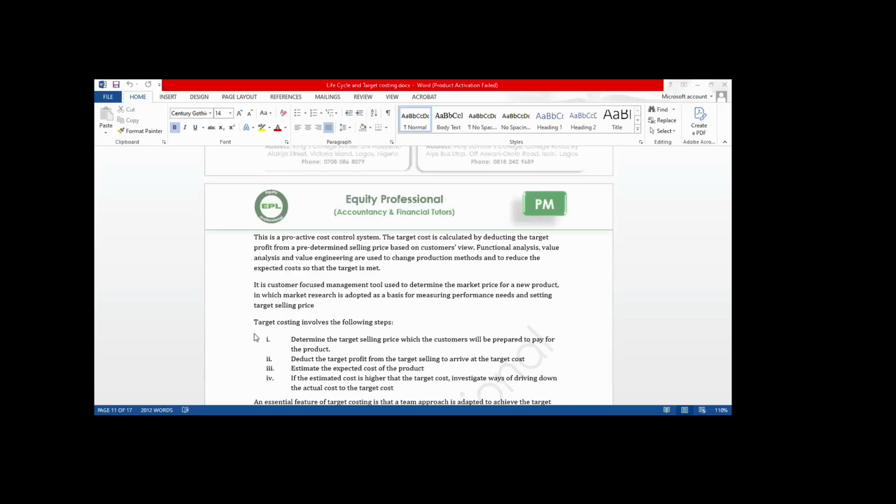So companies will always try to monitor their cost. Because if your cost is too high, you may not be able to increase your price. If you attempt to take your price up, the consumer can move to another product. That is why we say target costing is a proactive way of controlling cost.